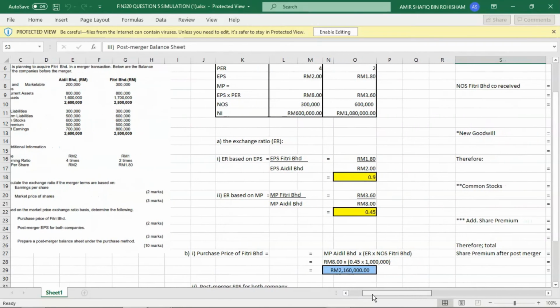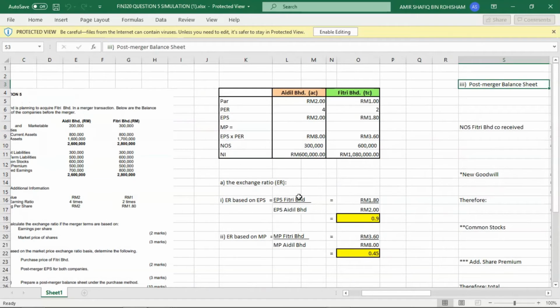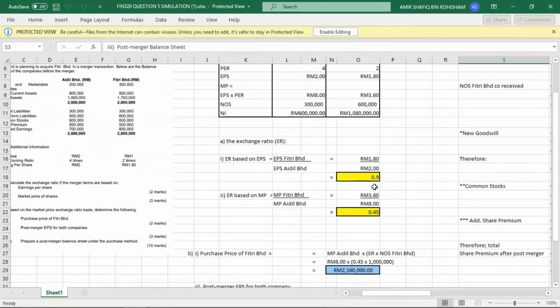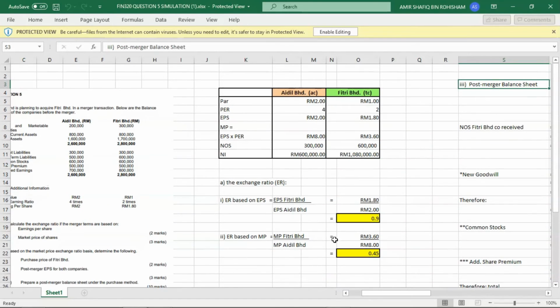And to get this, we use the exchange ratio, which is ER based on EPS. How we get this is by doing EPS of Fitri Berhad divided by EPS of Aidil Berhad. We get 1 ringgit 80 cents divided by 2 ringgit, we get 0.9. And for the ER based on MP, we must use MP Fitri Berhad divided by MP Aidil Berhad, which is 3 ringgit 60 cents divided by 8 ringgit, and we get 0.5.